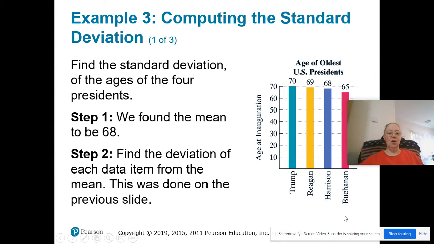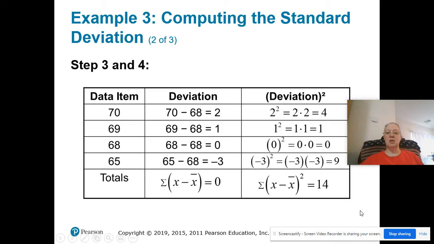Okay, so we already found the mean, that was 68. We already found the deviation. Now what we're going to do is we are going to square each of these numbers. We're going to square each of these deviations, okay? So squaring turns everything positive. So we take 2, we square it, we get 4. 1 is 1, 0 times 0 is 0, -3 times -3 is 9.